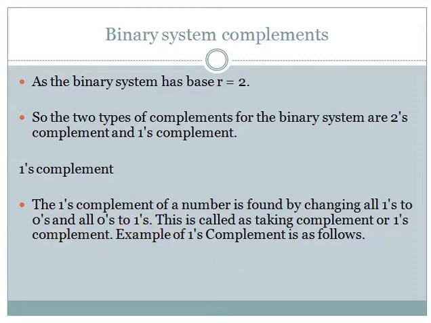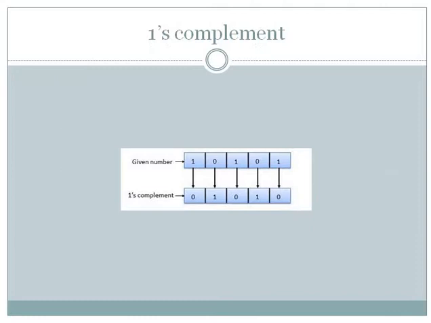We will see one simple example for that. See here, this is the given binary number. I have said that 1 will be changed to 0 and 0 will be changed to 1. That you call 1's complement. See here, 1 is changed to 0, 0 is changed to 1, 1 is changed to 0, 0 is changed to 1, 1 is changed to 0. This is what 1's complement is.